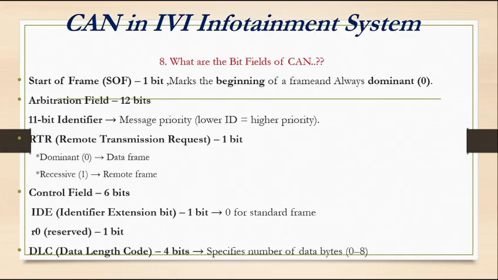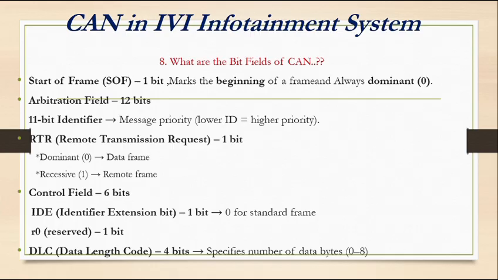What are the bit fields of CAN? There are almost 11 bit fields of CAN. The first one is start of frame, which consists of one bit. It marks the beginning of a frame and is a dominant 0. Next field is arbitration field, which consists of 12 bits. 11-bit identifier message priority. Lower ID is equal to higher priority.